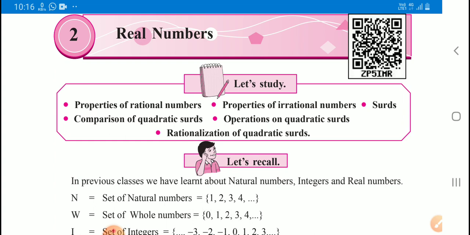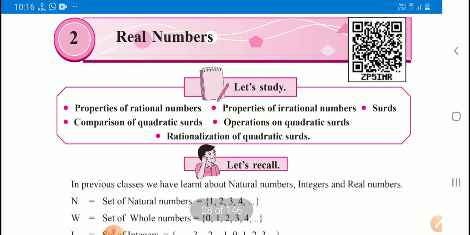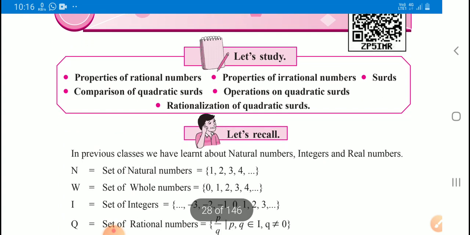Next to that are irrational numbers. Irrational numbers means mostly the numbers which are not perfect squares. Means root 2, root 3, root 5. These numbers are known as irrational numbers. Now the group of rational and irrational numbers is known as the group of real numbers. We denote the natural numbers by capital letter N, whole numbers by W, integers by I, rational numbers by Q, irrational numbers by Q dash and real numbers by capital R.